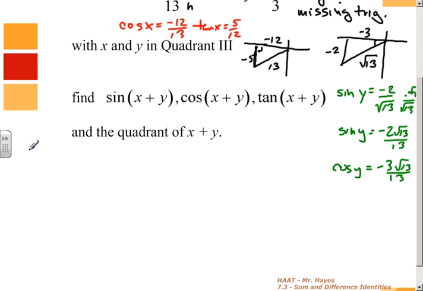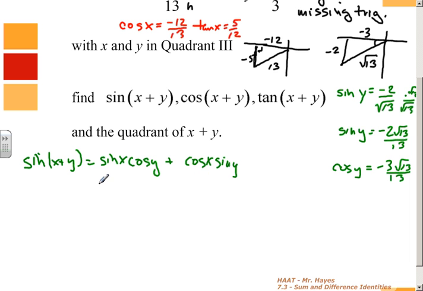Okay, so we've got sine of x plus y. And again, to help memorize this stuff, I would write out all the formulas first. Sine of x cosine y plus cosine x sine y. If it's sine, remember the order goes sine, cosine, cosine, sine.